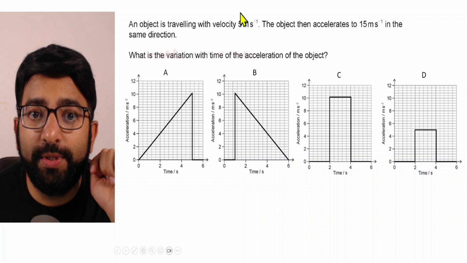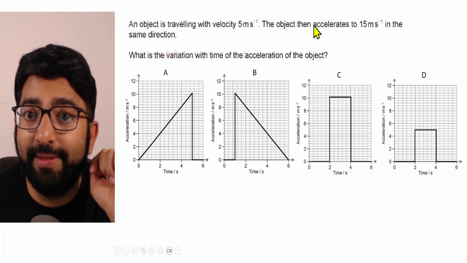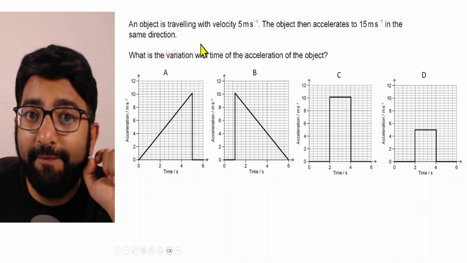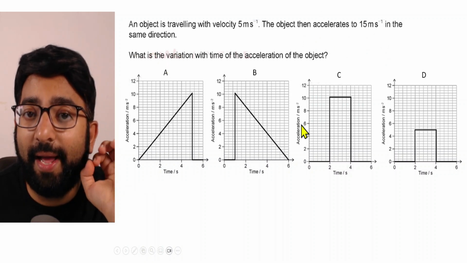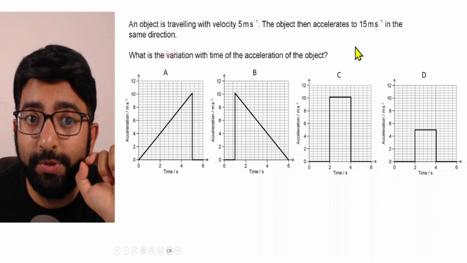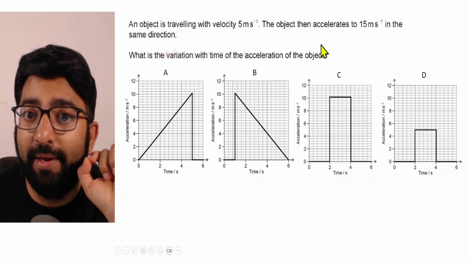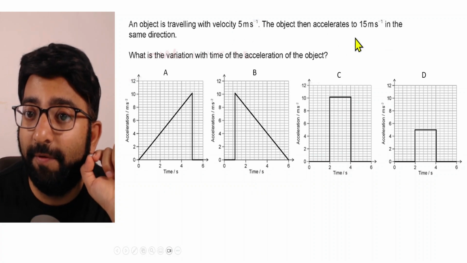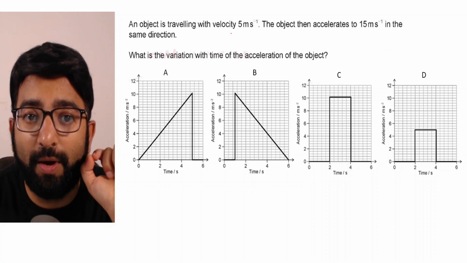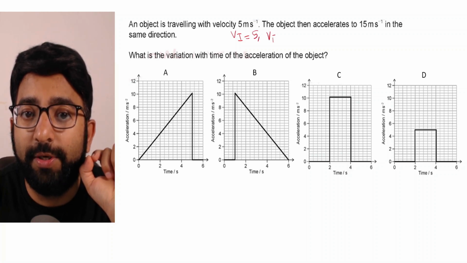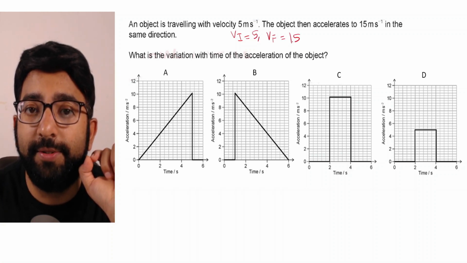An object is traveling with a velocity of 5 meters per second, then it accelerates to 15 meters per second in the same direction. And we need to figure out what is the correct acceleration time graph for this motion. So in this, initial velocity is given as 5 meters per second and the final velocity is given as 15 meters per second. So let us write it down. Initial velocity is 5 and the final velocity of the object is 15 meters per second.